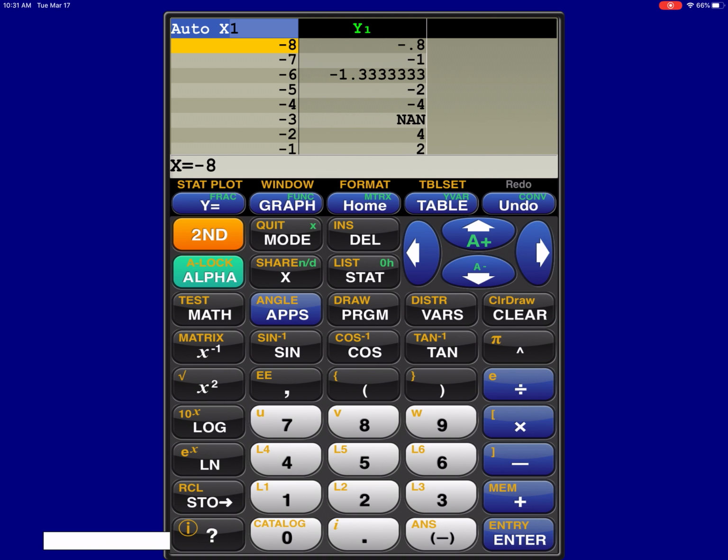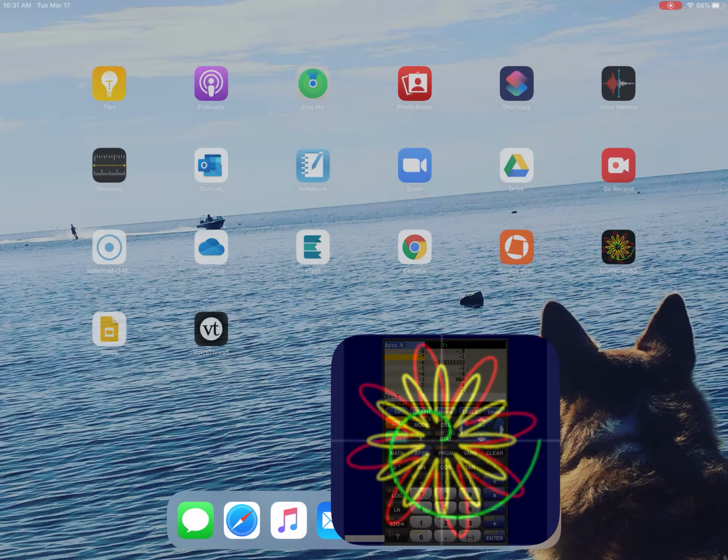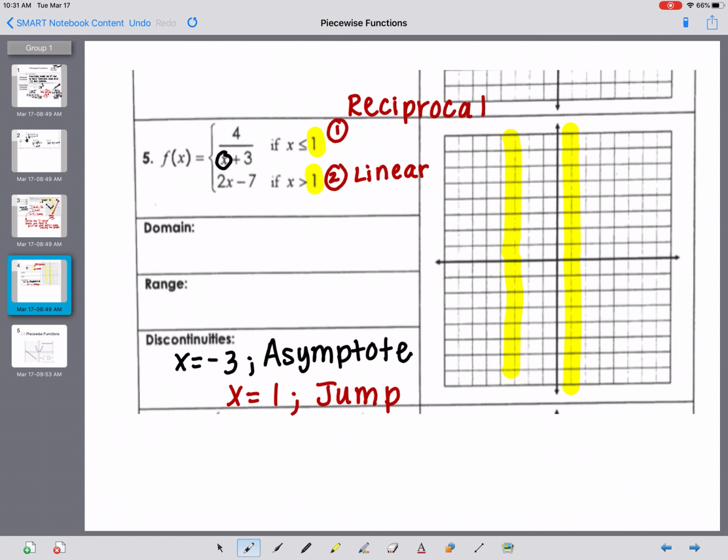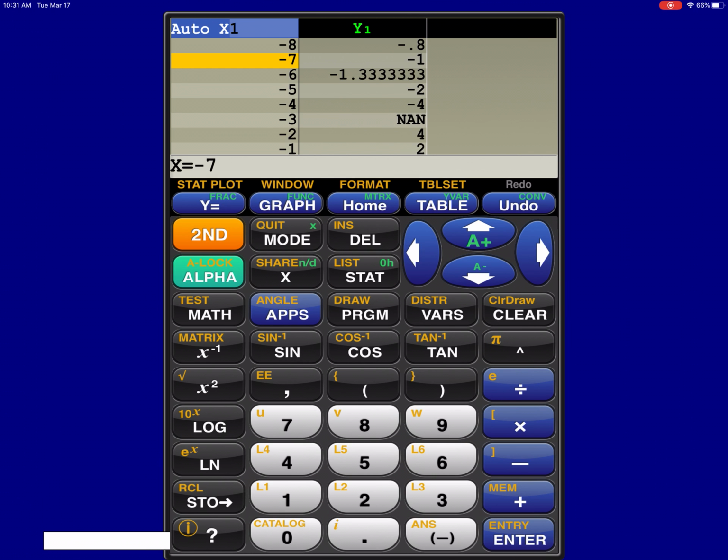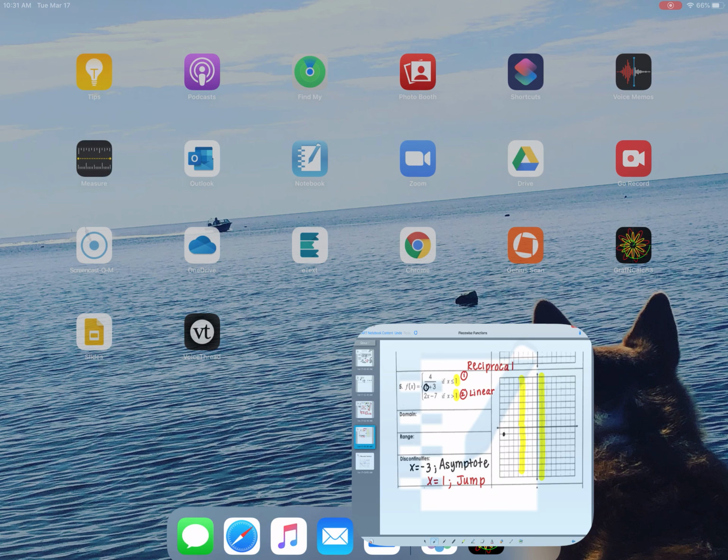So let's start at -7. I can plot -7, -1. So that's right here. Let's try to find another. I see -5, -2, -4, -4.